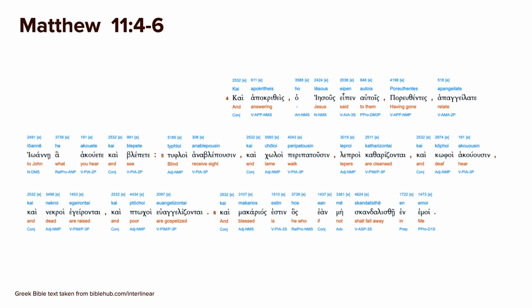All right, let's go ahead and read Matthew chapter 11, verses 4 through 6. Kai apokritheis ho Iēsous eipen autois, poreuthentes apangeilate Iōanē ha akouete kai blepete. Typhloi anablepousin, kai chōloi peripatousin, leproi katharizontai, kai kōphoi akouousin, kai nekroi egeirontai, kai ptōchoi euangelizontai, kai makarios estin hos ean mē skandalisthē en emoi.